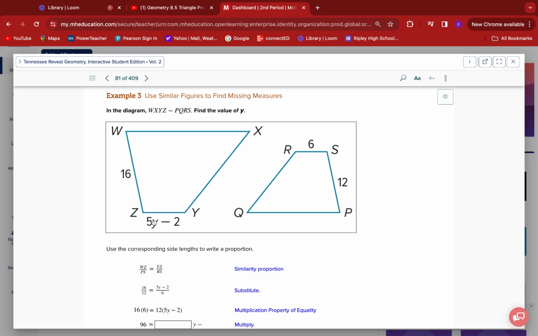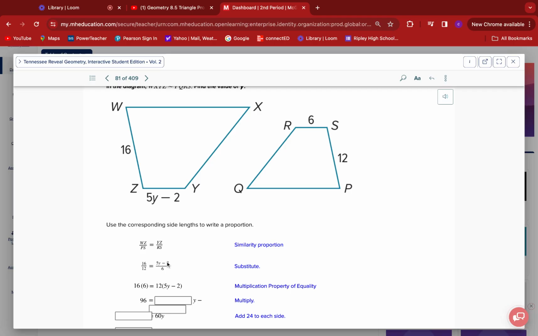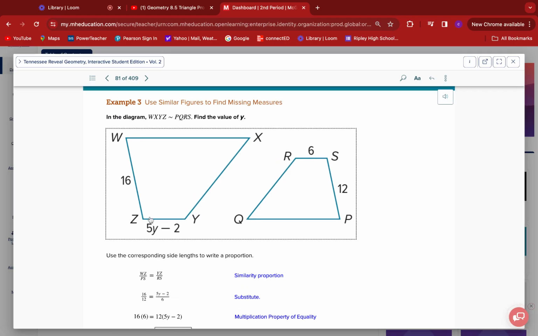Well, it looks like y is in an expression that represents the side from Z to Y. Z to Y is your fourth and third letter. It has to match up to the fourth and third letter, RS, and that's a 6. So we're going to have 5y minus 2 over 6. Here's your y, that's what we're trying to find. It goes from Z to Y, the third and fourth letter, and RS matches up to the 6.